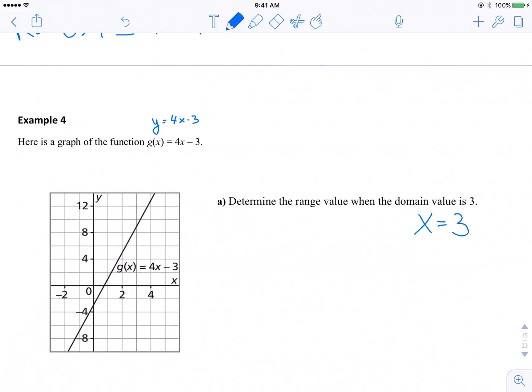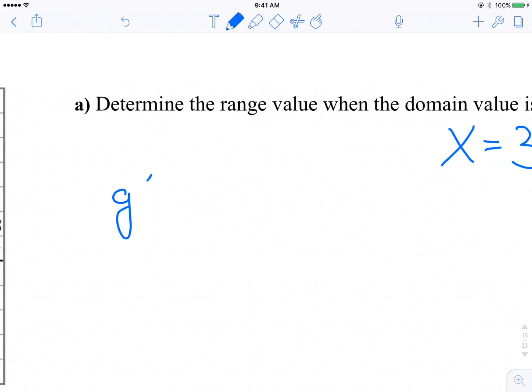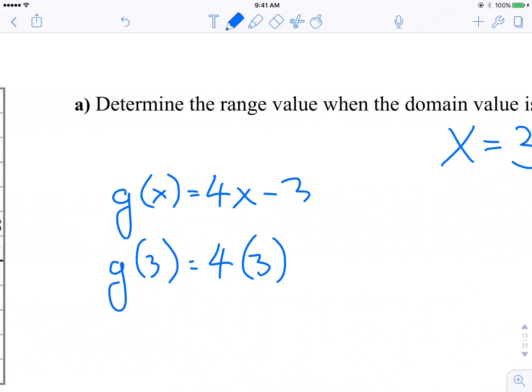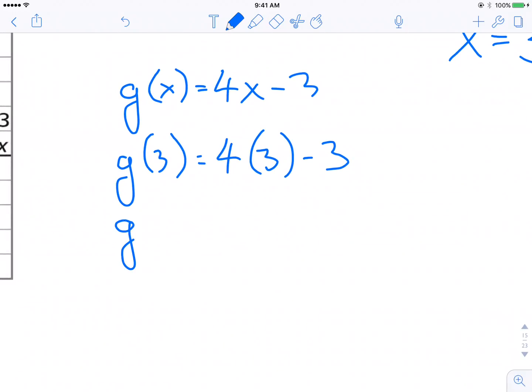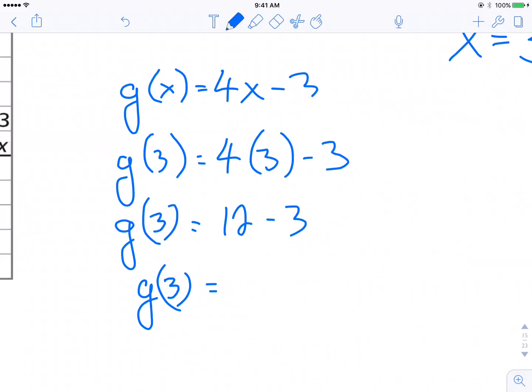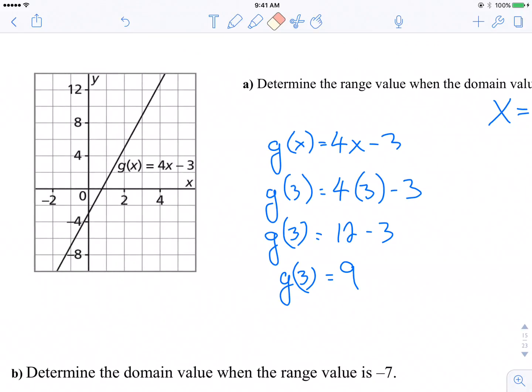So I take my function notation equation, g of x is equal to 4x minus 3, and I want to find g of 3. So I substitute in 3 for x, and I calculate g of 3 is equal to 12 minus 3, or g of 3 is equal to 9. Or another way I could do that is just read it from the graph. If I'm looking for an x value of 3, where does that cross the graph? Right about there. Follow that over, and I get pretty much 9. So I could read it from the graph as well.